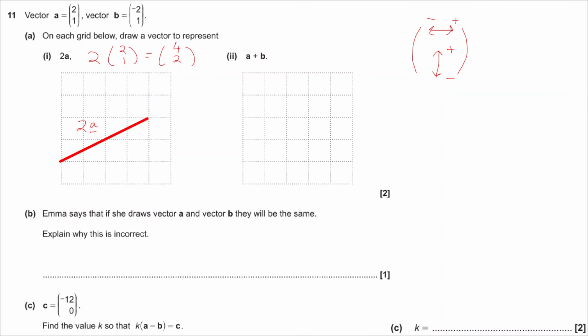Part 2, you've got A add B. You're going to add your 2 vectors together. So vector A, we can see, is 2, 1. I'm going to add on vector B, which is negative 2, 1. Well, 2 add minus 2 simply gives you 0, and then 1 add 1 gives you 2. So you're not moving horizontally at all. You're just going up by positive 2.